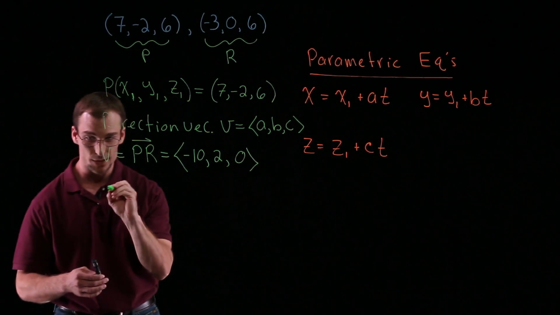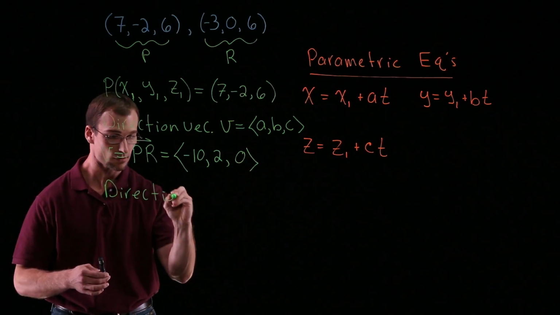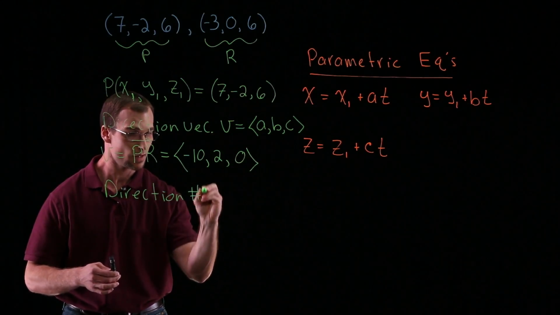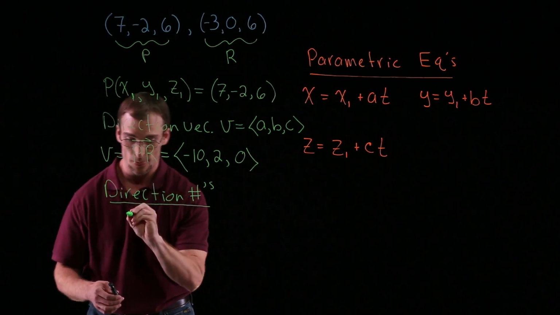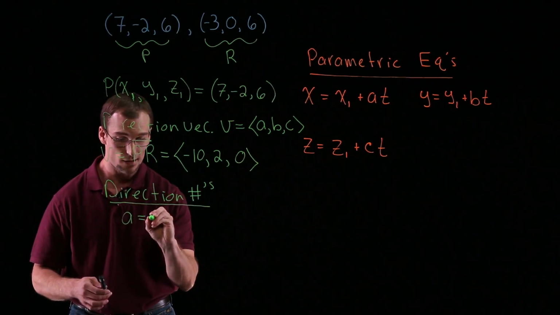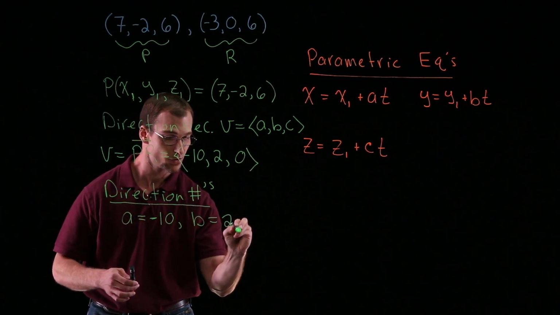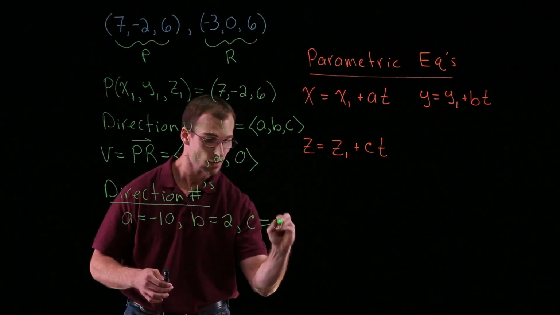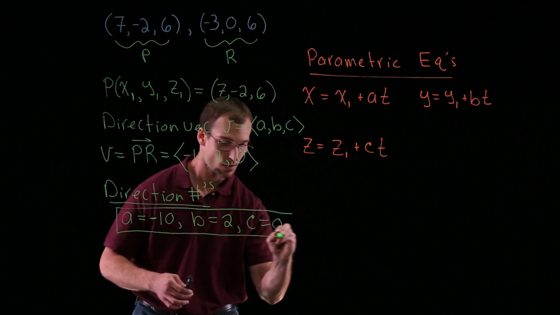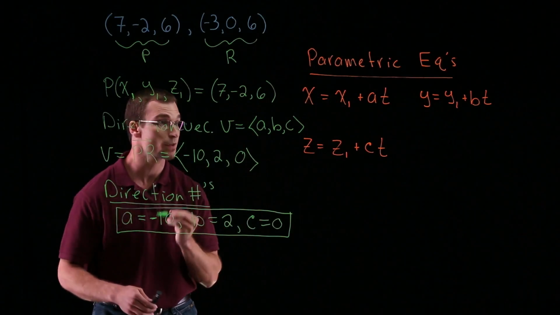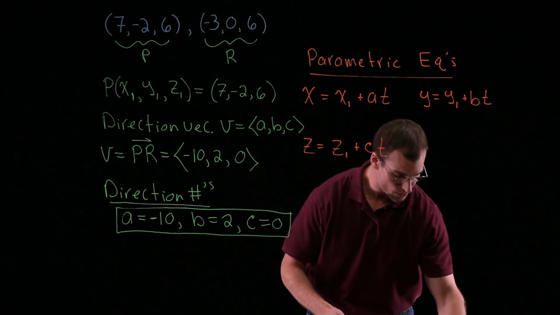And right now, in particular, we can answer part of our question and at least label these. The a, b, and c are our direction numbers. So we have that a is -10, b is 2, and c is 0. Okay, so with these two things, now we can come back over here and fill in our parametric equations.